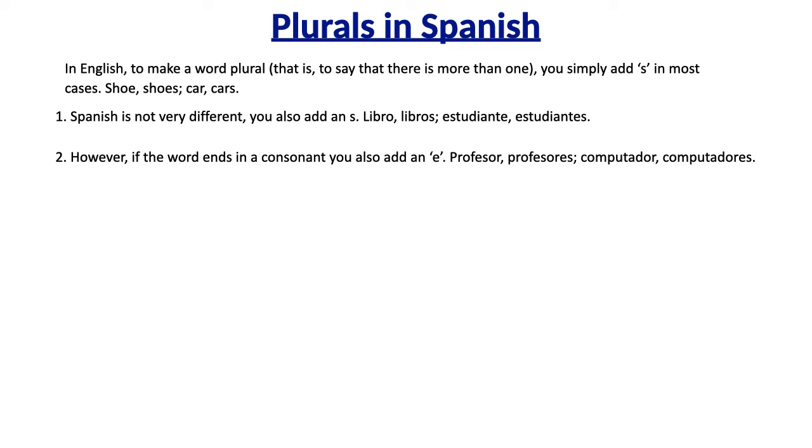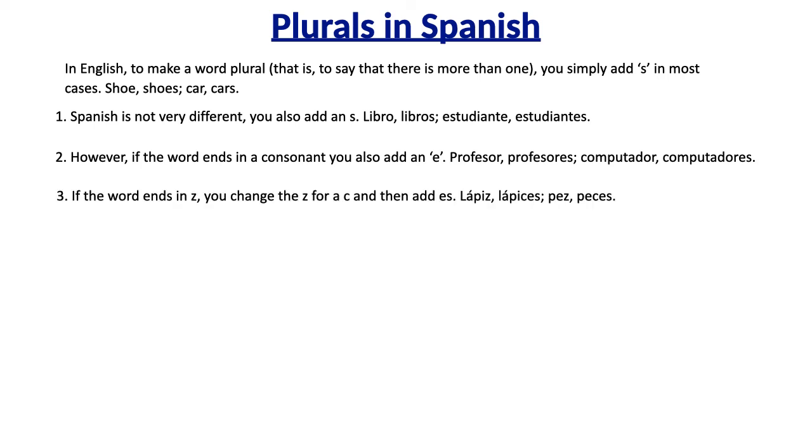Same thing with computador, computadores. Ends in a consonant as well, so we add ES. You add an S if it ends in a vowel. You add ES if it ends in a consonant. And one third minor rule, because something special happens when the word ends in Z. If the word ends in Z, you change the Z for a C and then add the ES. There are not many nouns that end in Z in Spanish, but there are a few.